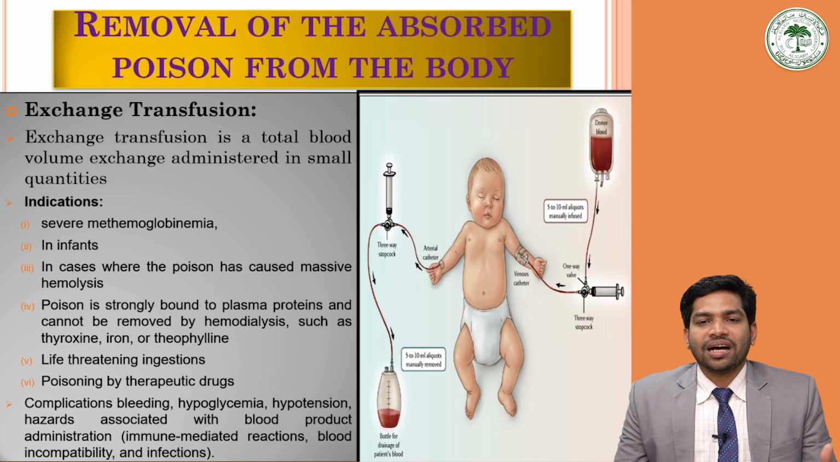2 to 4 volumes are exchanged over a period of time so that it gets completely replaced. It is indicated in case of severe methemoglobinemia. In infants, it is very commonly practiced. In cases where the poison has caused massive hemolysis, there also it will be helpful because the blood is no more useful for the person. It is also helpful when the poison is strongly bound to plasma protein and cannot be removed by hemodialysis, such as in case of thyroxine, iron or theophylline. Then in life-threatening infections, it may be of use. Then poisoning by therapeutic drugs, here also it may be of help.